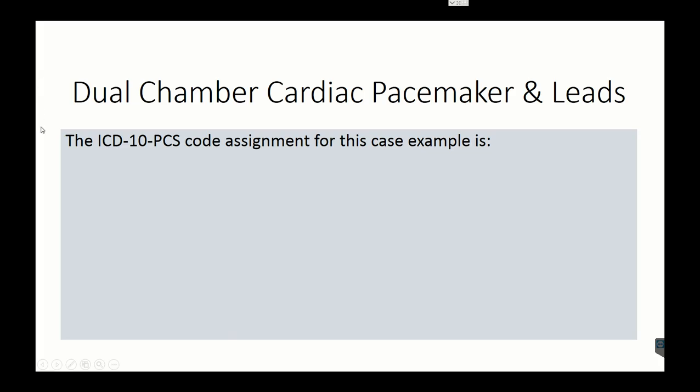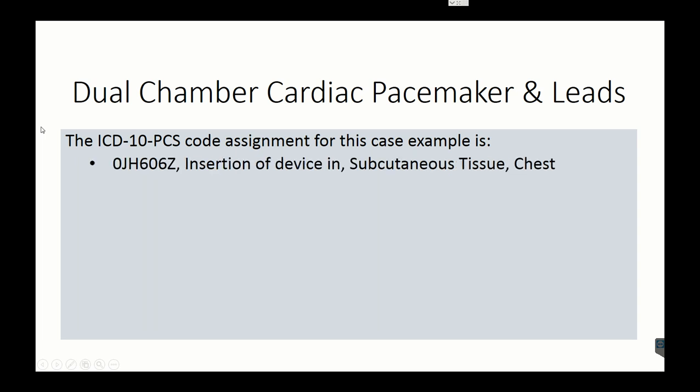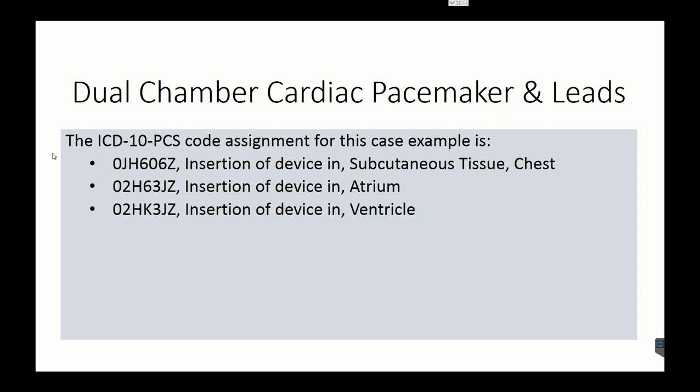So here's a recap of the three codes we found. The insertion of the device in the subcutaneous tissue of the chest for that pacemaker is 0JH606Z. The insertion of the device in the atrium is 02H63JZ. And the insertion of the device into the ventricle is 02HK3JZ. That's the only difference here. 6 is for atrium and K is for ventricle.